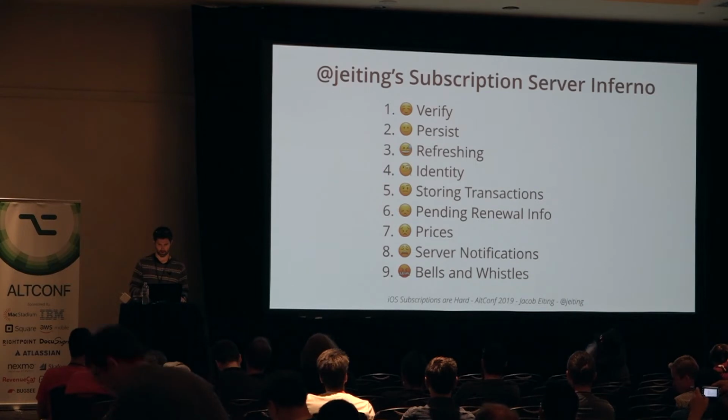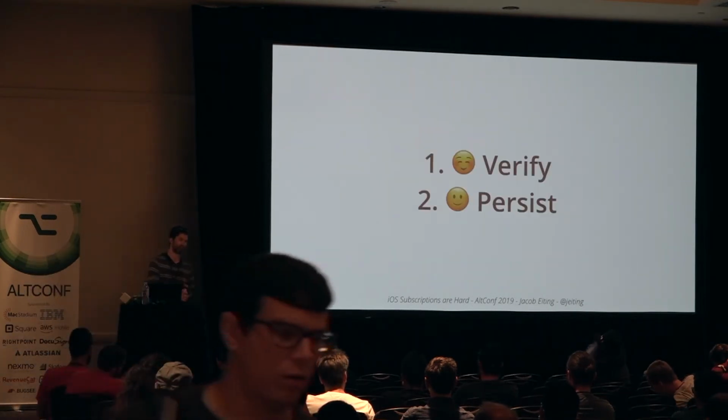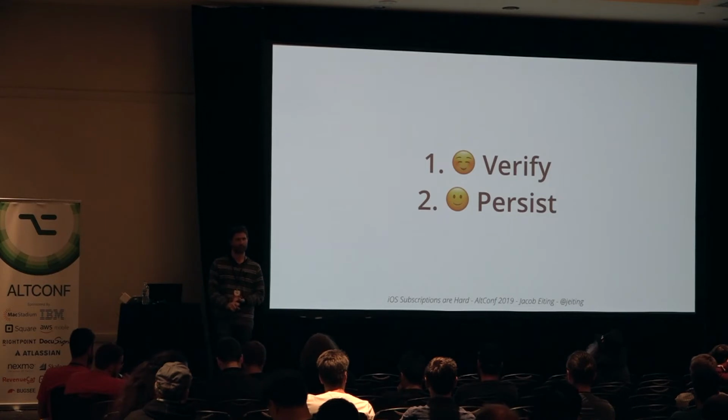So firstly, verification and persist. Verify is what I was mentioning with literally just taking that receipt, sending it to Apple, and having them return to you whether or not it's valid. That's really easy. You'll get an error code if it's invalid. You won't get an OK. You'll get a 200 on everything, but you can read the documentation, and there's a code that you can look for in the JSON.